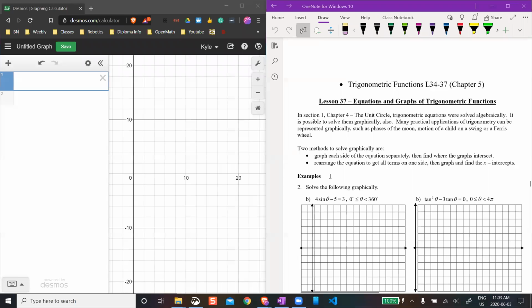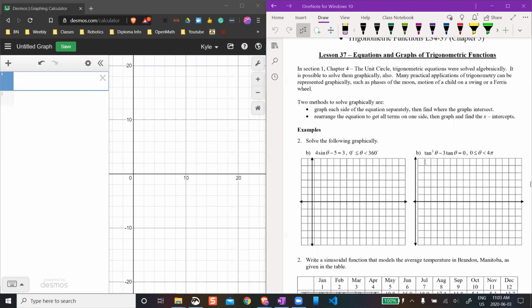All right. Lesson 37, equations and graphs of trigonometric functions. All right, so most of this is going to be a review of really lesson 35. But the new aspect here is really just this.